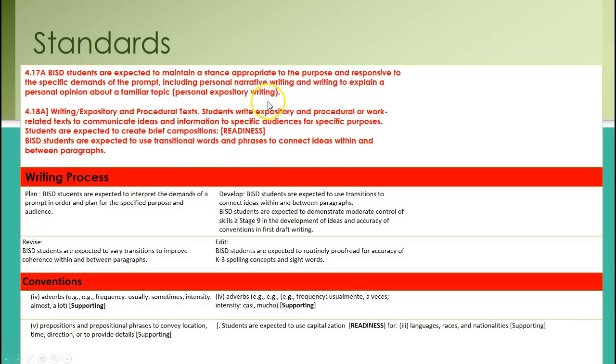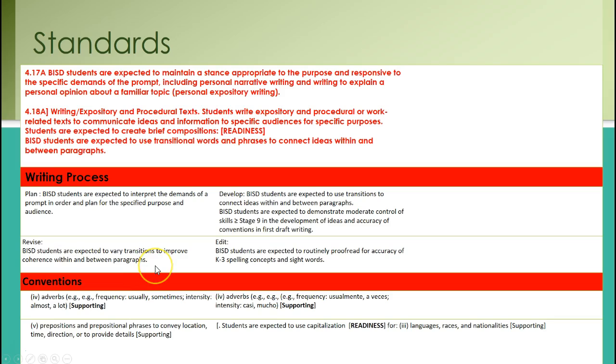We have personal expository writing and procedural text. Those are your main lead standards. We want students to, in the planning process, interpret the demands of a prompt in order to plan for a specific purpose and audience. We want them to use transitions to connect ideas within and between paragraphs. We want them to improve coherence within and between paragraphs, and then we want them proofreading for accuracy of K-3 spelling sight words.